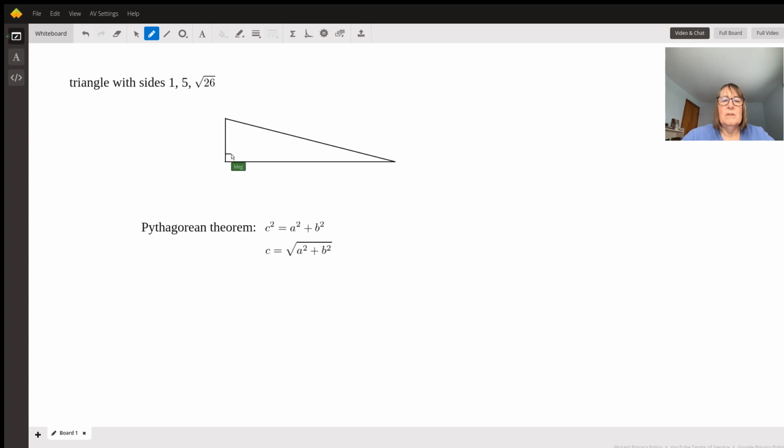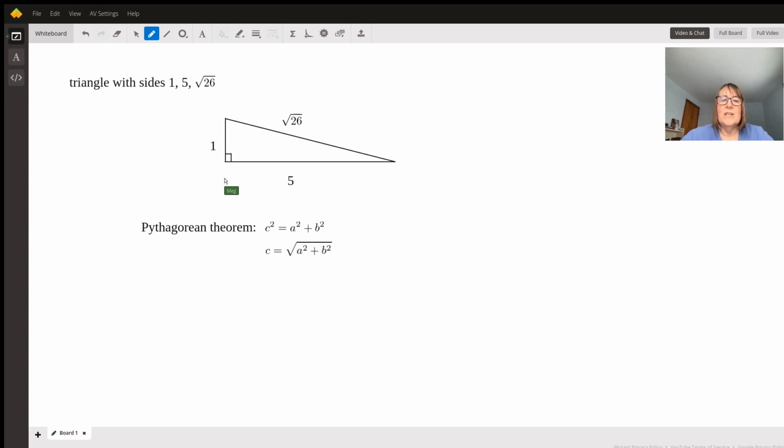I'm going to put a little right angle symbol in here so that we remember that it is a right triangle. And I'm going to label these sides. We've got 1, we've got 5, and we've got the square root of 26. So those are our three sides.